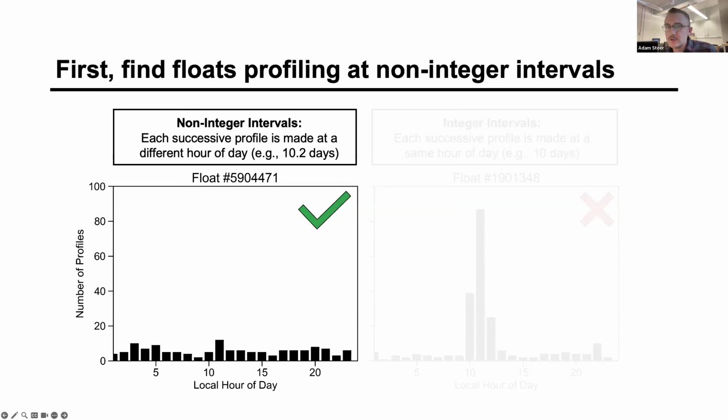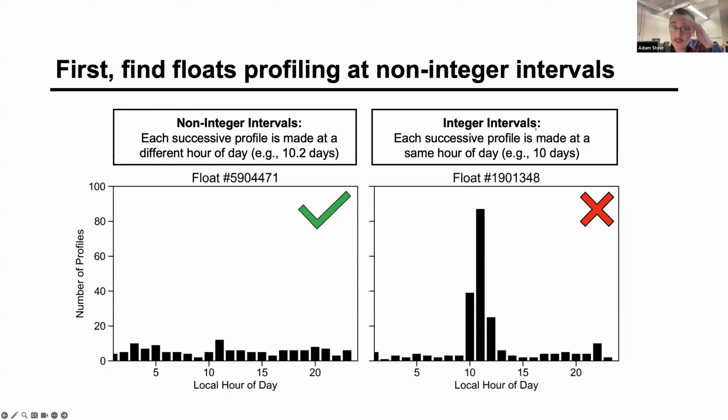And so we're interested in using that kind of float for calculating an average daily cycle. And then in this other example here, this float is just profiling every 10 days. So it's almost always coming up at the same hour of the day. So we don't want to use that kind of float for calculating an average daily cycle because we're going to have biases in our biogeochemical measurements at that particular hour of the day. So we want something that's equally distributed.